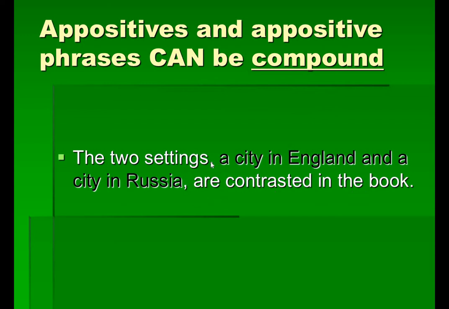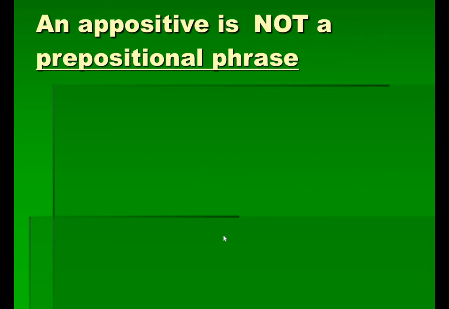You'll also notice that if I take out everything that's between the two commas, so notice how a city in England and a city in Russia is also in black, that means that I can take it out and everything else that's left, the two settings are contrasted in the book, is a complete sentence.